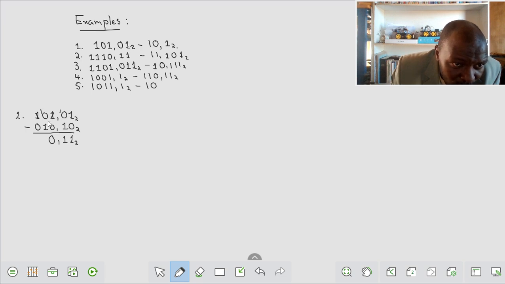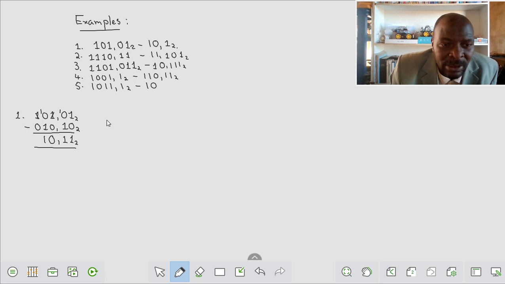1, 0 is a 2. 2 minus 1 is a 1. So there is our answer there. I don't think that was difficult. I hope now, if you did your part and tried to do this on your own, you are seeing how easy this is, in case you made a mistake.